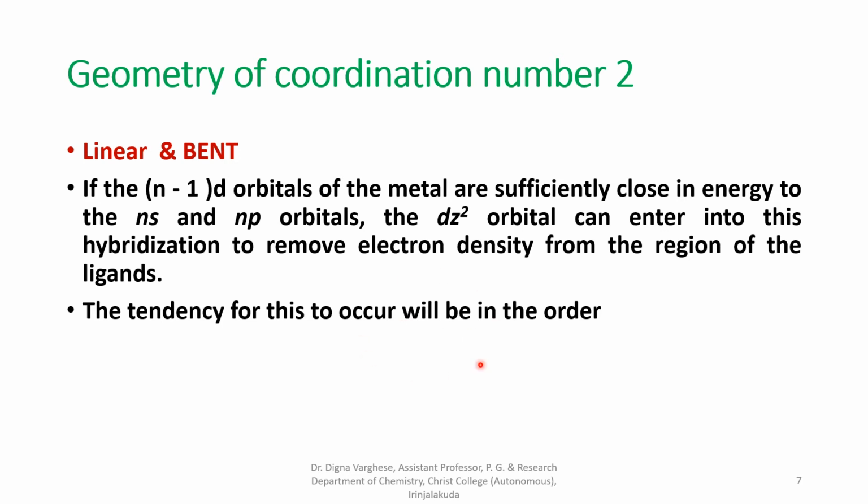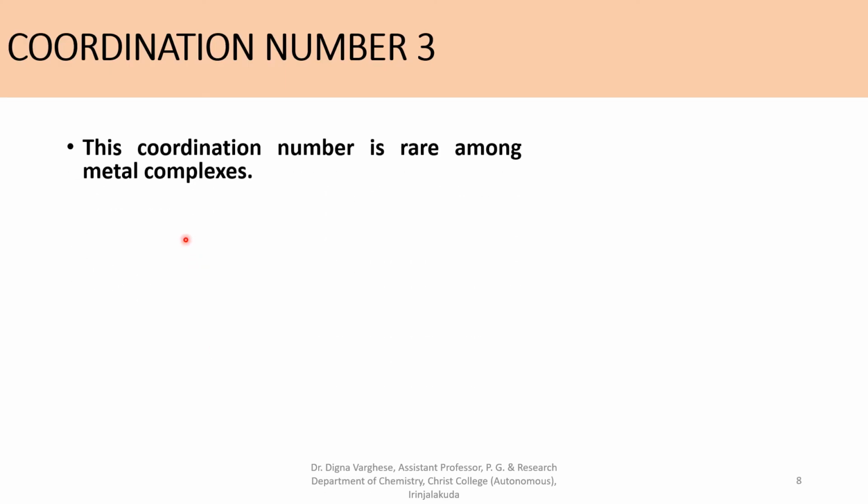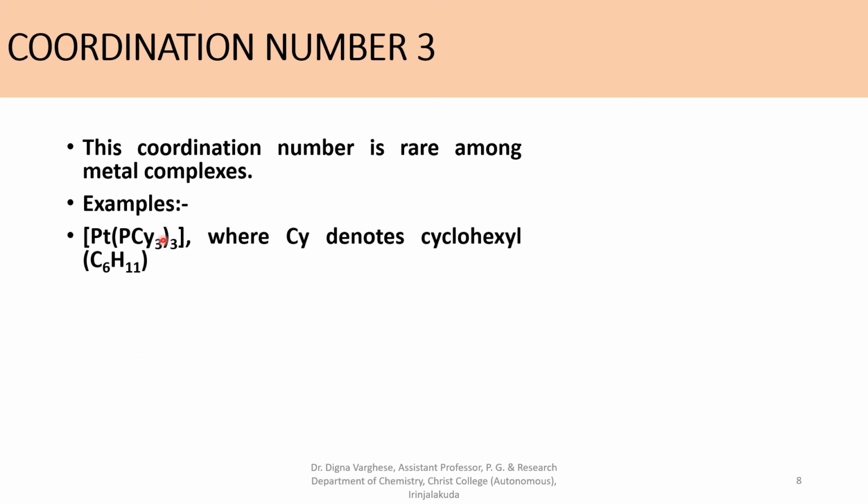The tendency for this to occur will be in the order mercury, which is equal to gold, that is greater than silver, which is greater than copper. Coordination number 3. This coordination number is rare among metal complexes. Examples for coordination number 3: a platinum complex, Pt(PCy3)3, where Cy denotes cyclohexyl.